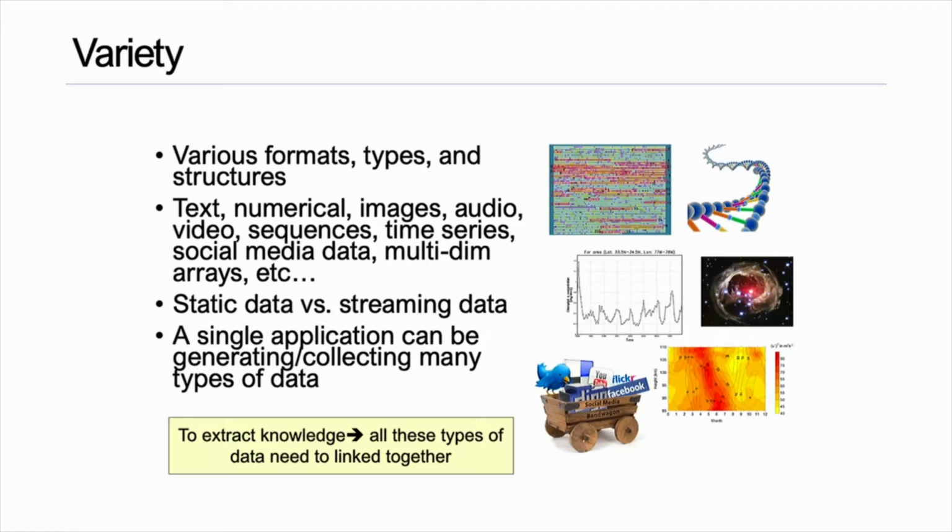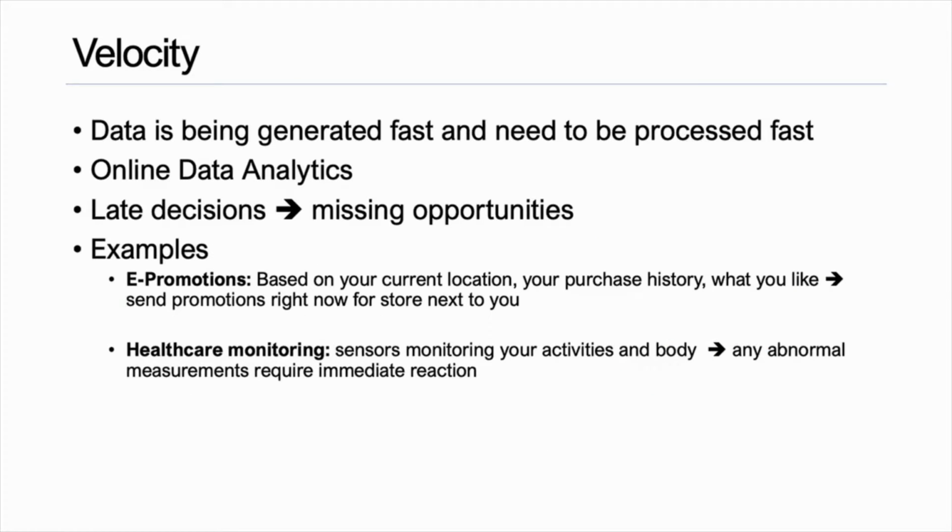A single application can be generating as well as collecting many types of data. So if you're looking at an application like Twitter, you could tweet text, you could tweet numbers, you could also tweet videos and photos, and all of that would be collected in a single application. In order to extract knowledge from the data that we're collecting, all of these types of data need to be linked together. So a certain user could generate certain data, and you'd be able to associate that data with their demographic profile, and you'd be able to extract some meaning, especially for advertisement purposes, for instance.